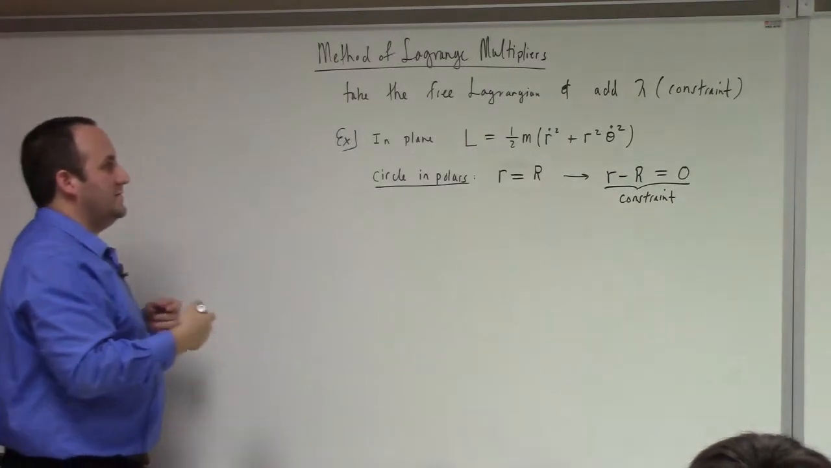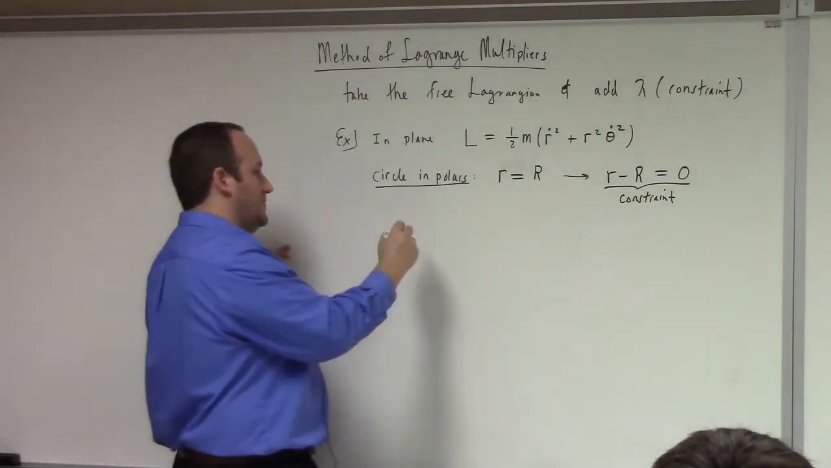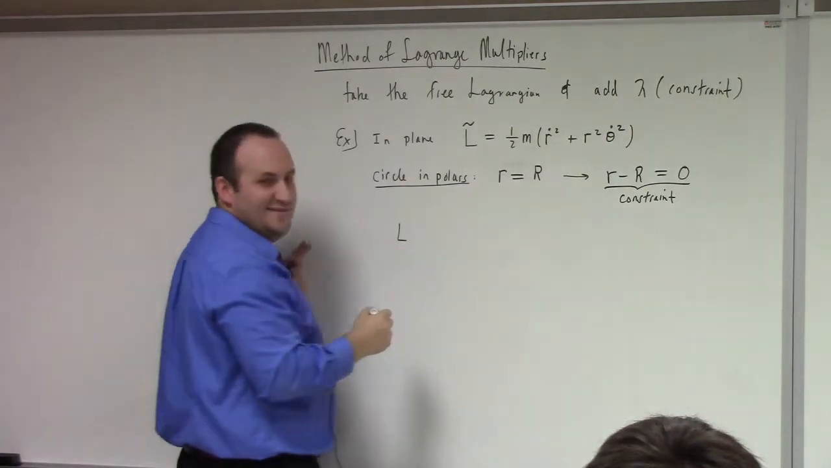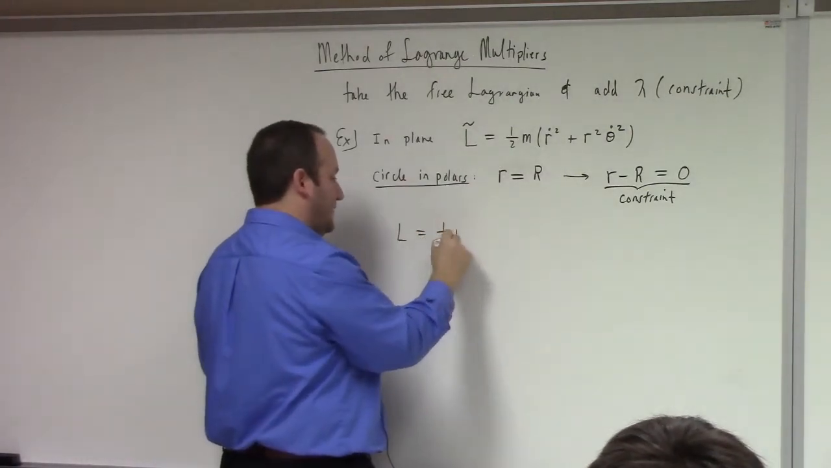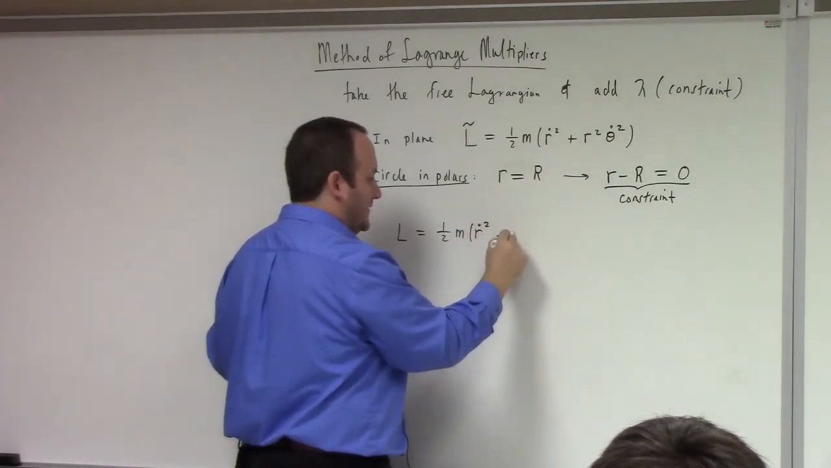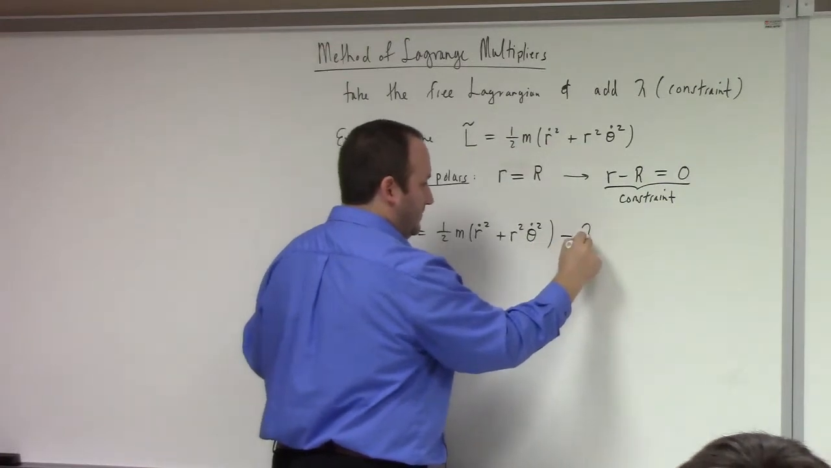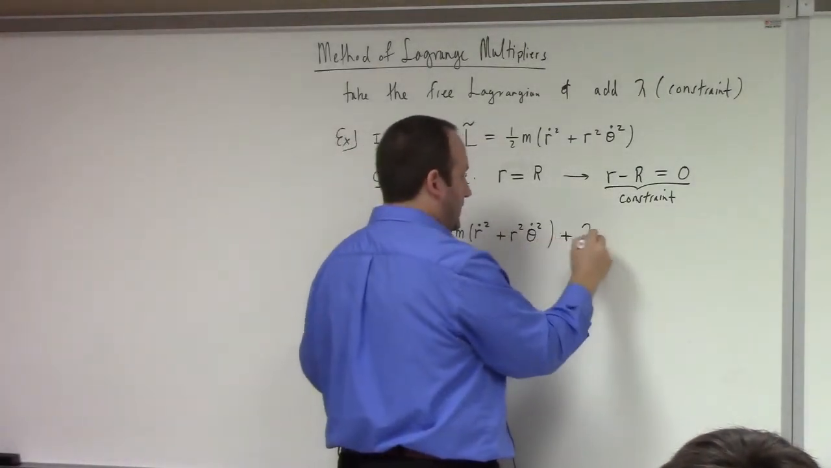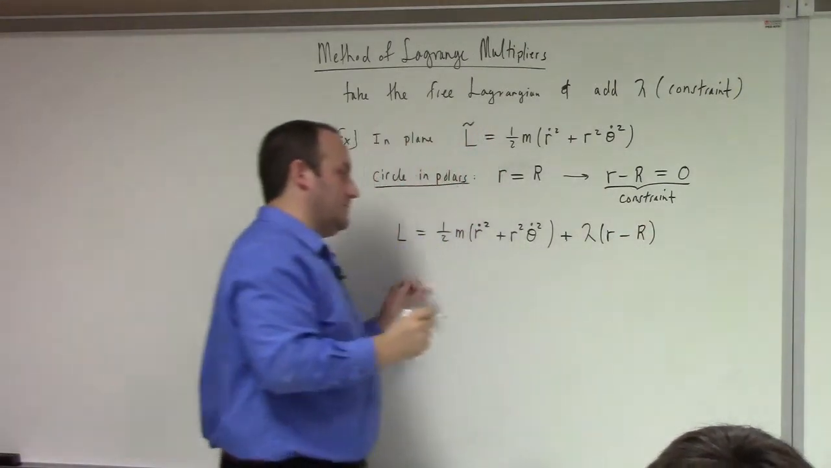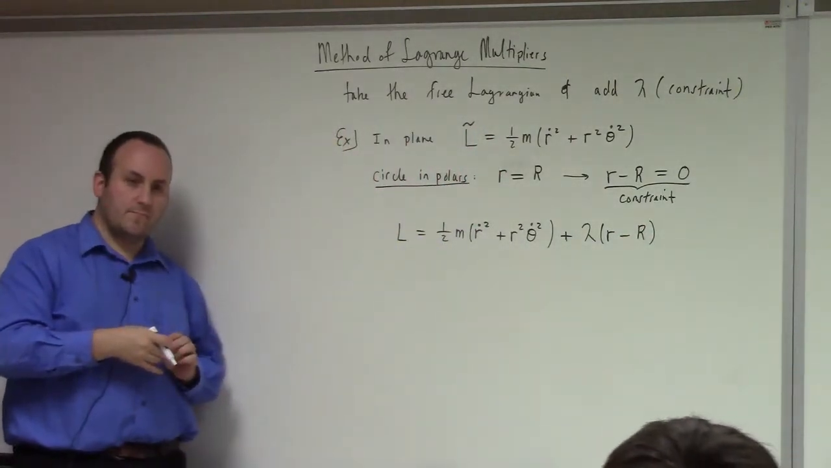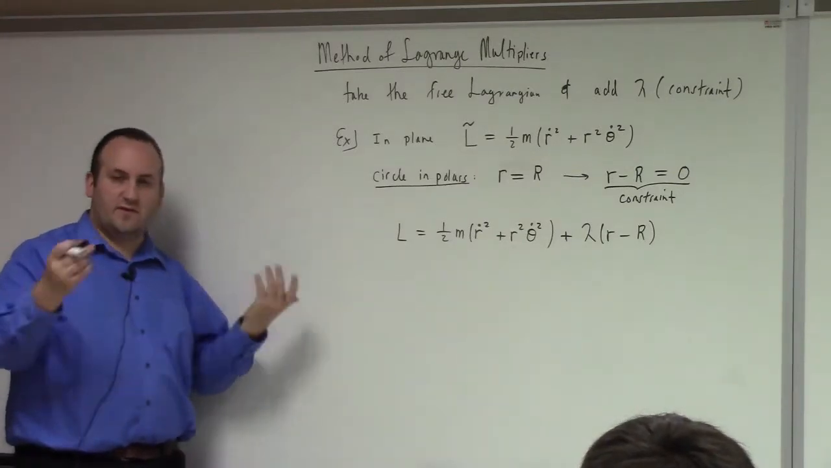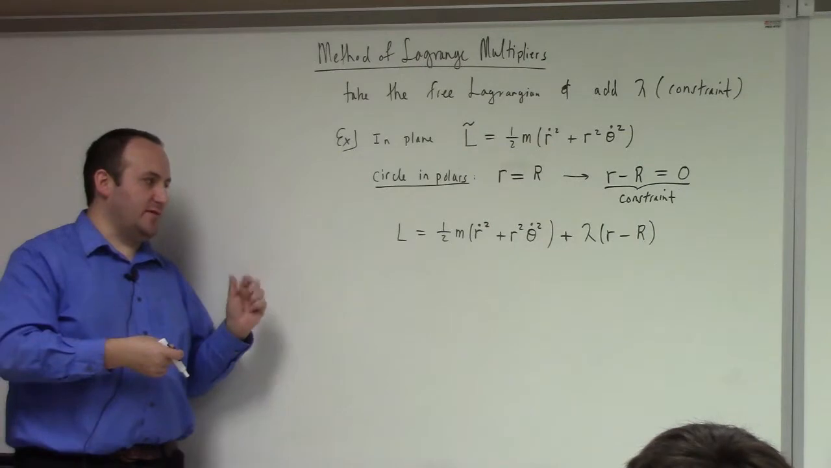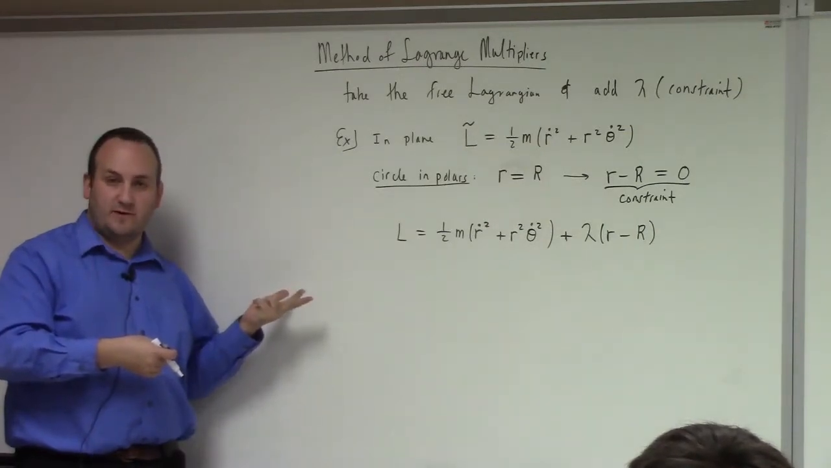So the method of Lagrange multipliers for Lagrangian mechanics says what you do is you look at a different L. Let me put a tilde on this one. So L tilde is 1/2 m (r dot squared plus r squared theta dot squared) plus lambda times (r minus R). So you introduce this lambda as if it's just another one of the variables, all right? So now this Lagrangian has variables r, theta, and lambda, all right?